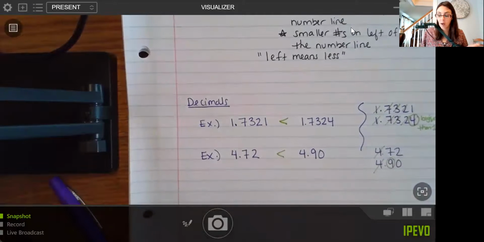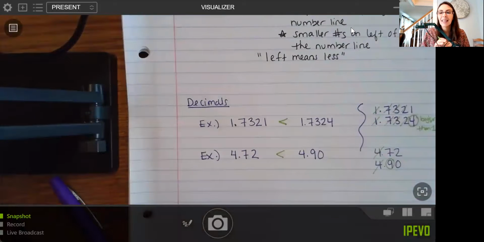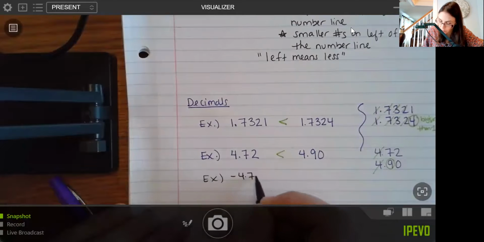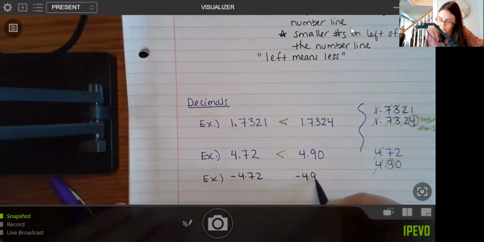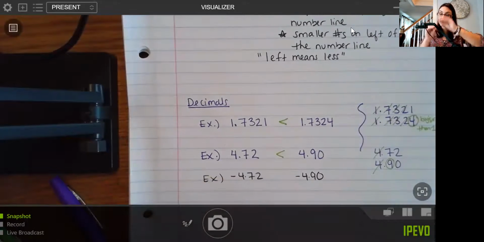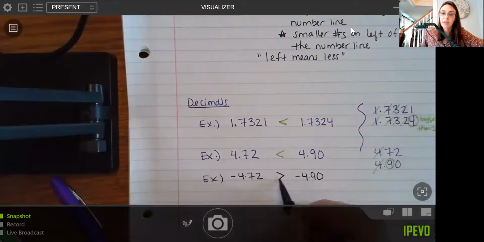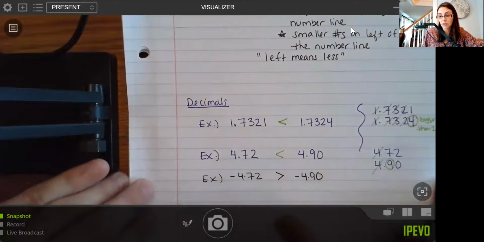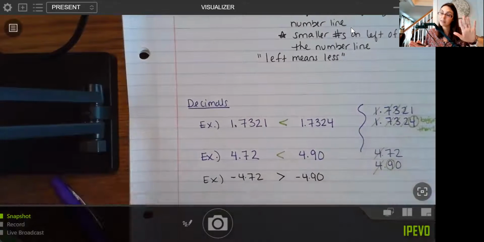And again, just be careful. I'm dealing with positives here. If you have negatives, the more negative your number is, actually the smaller it's going to be. So instead, if I had something like negative 4.72 and negative 4.90, well, if I take away the negative, that 4.9 is bigger. So when I put the negative in, it actually becomes smaller because it's moving further left on the number line. So just watch out for those negatives because they can change things around. And if you're having trouble seeing that, the best thing to do is to graph it on that number line. And then you can see the left side means less.